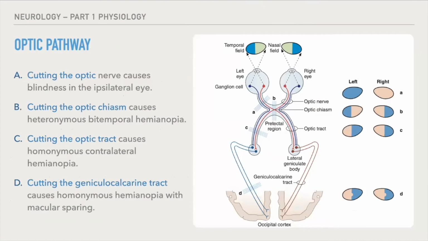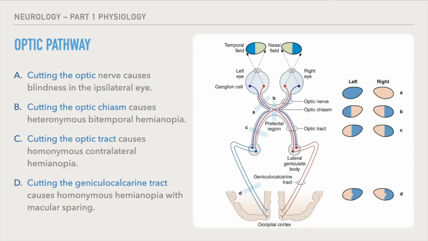So after the light is converted to an action potential, it's transmitted to the cortex. And the axons of the ganglion cells form the optic nerve and the optic tract, which end at the lateral geniculate body of the thalamus.